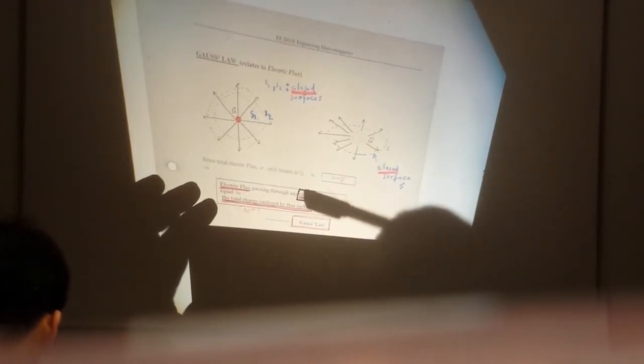So Gauss's law says the electric flux passing through any closed surface is equal to the total charge enclosed by the surface. This is flux. In the book we sometimes mistakenly refer to Gauss's law as the law of fields. It is not. Gauss's law is the law of flux, electric flux.